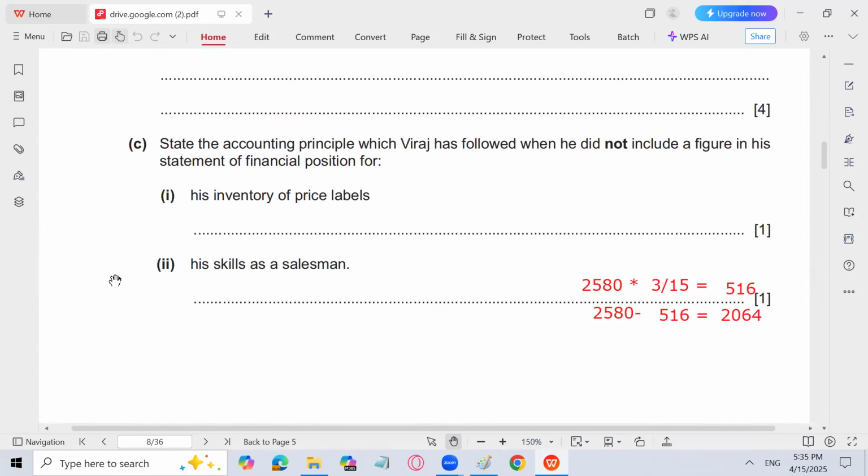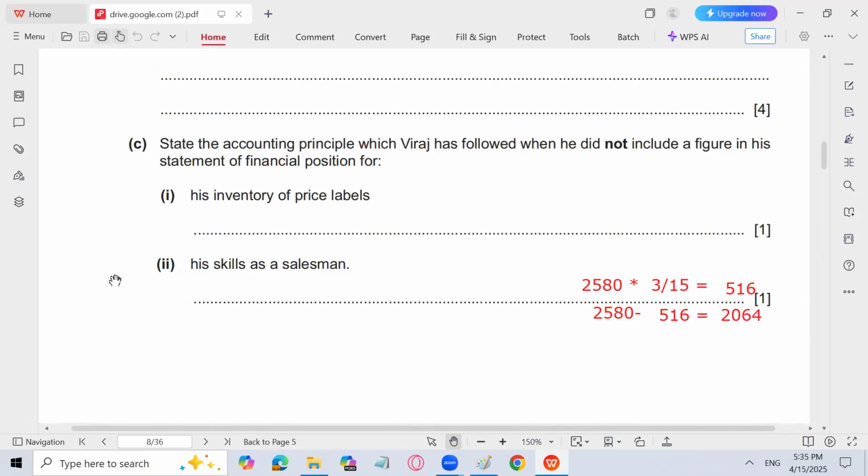State the accounting principle which Viraj has followed when he did not include a figure in his statement of financial position for his inventory of price labels. Right? That is the prudence concept. It states that inventory is valued at cost or NRV, whichever is less. So inventory should not be recorded at price labels.